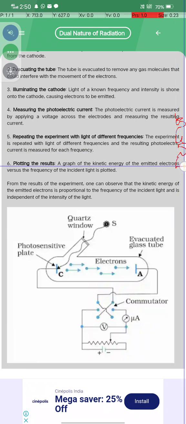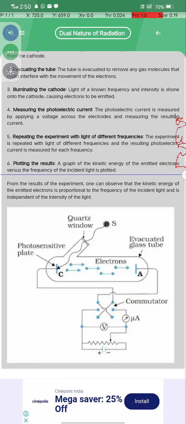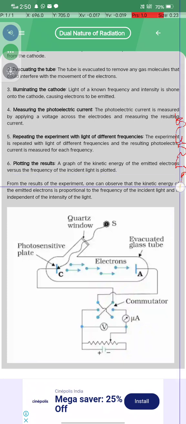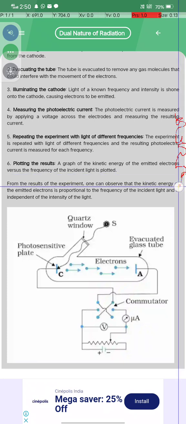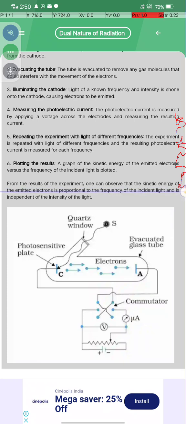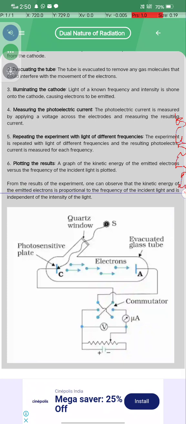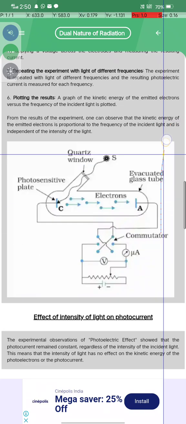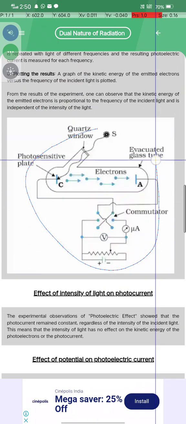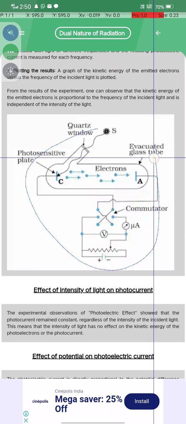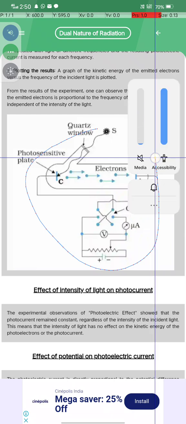The graph of the kinetic energy of the emitted electrons versus the frequency of incident light is plotted. From the results of the experiment, one can observe that the kinetic energy of the emitted electrons is proportional to the frequency of the incident light and is independent of the intensity of light. This is our photo, keep this photo in mind. The photoelectric effect was shown in this.